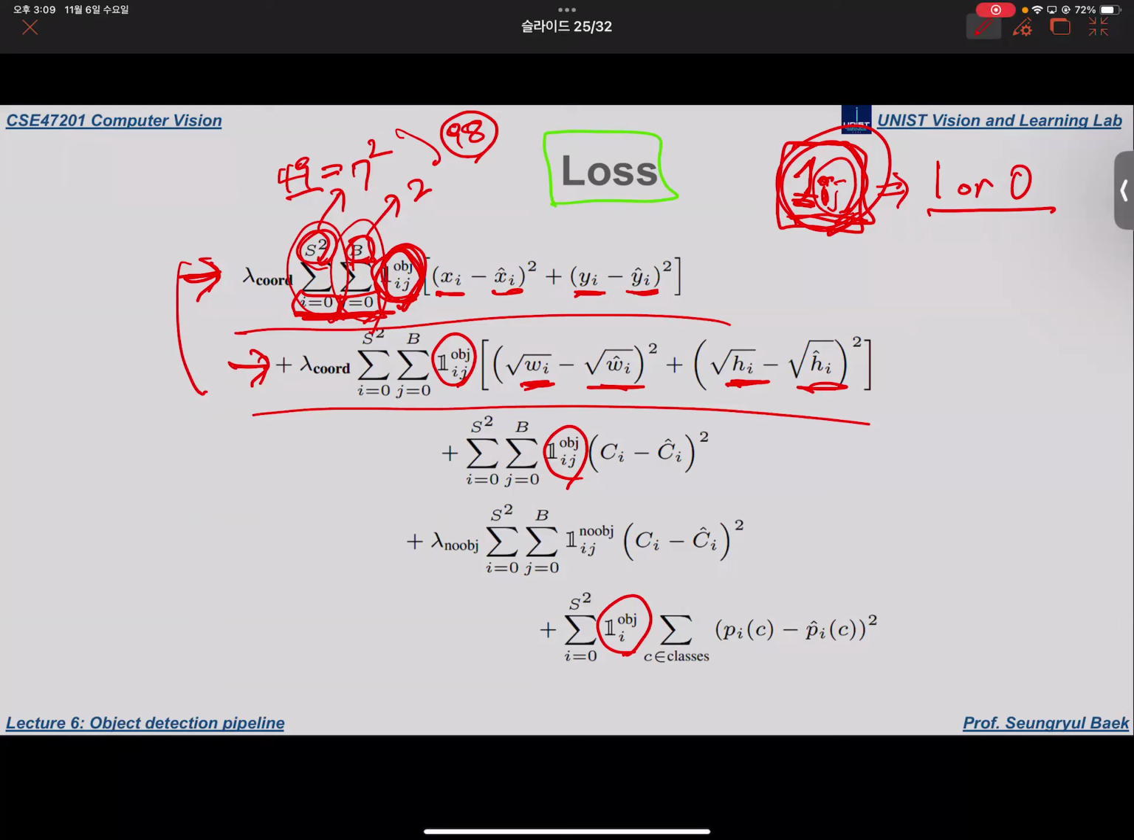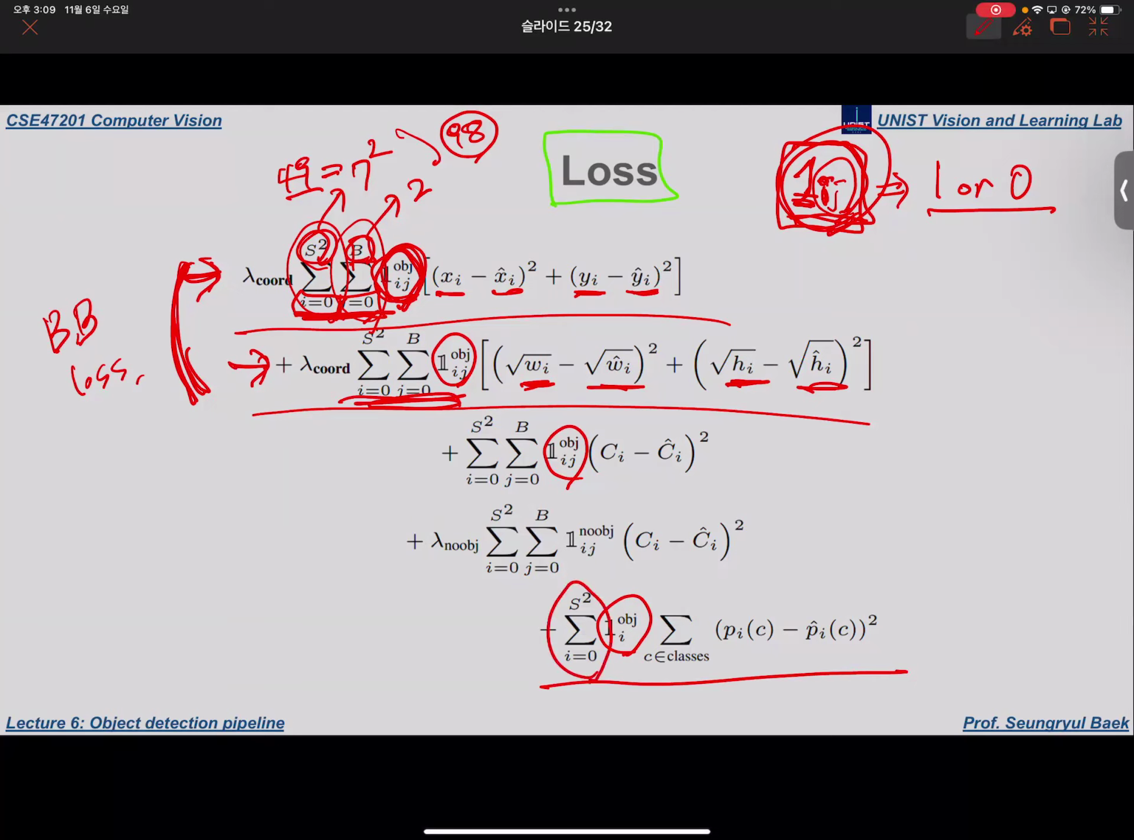So this is the same for this part. These two are the bounding box rules. And another thing is, this is easier, so I will explain this first.